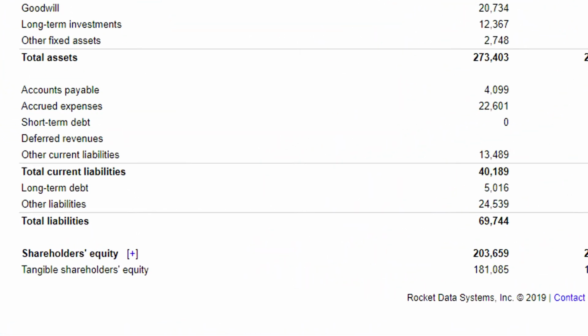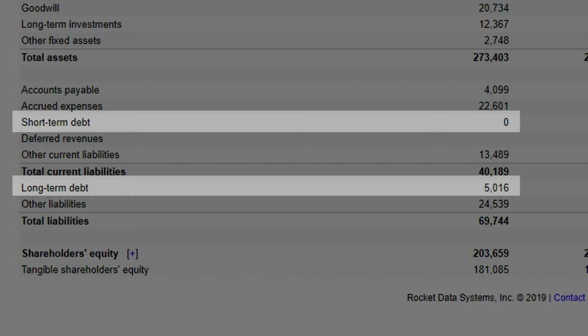So we want to calculate the company's total debt position. That is short-term debt plus long-term debt. And in Google's case, they don't have any short-term debt, so their total debt position is just long-term debt, which is just over $5 billion.